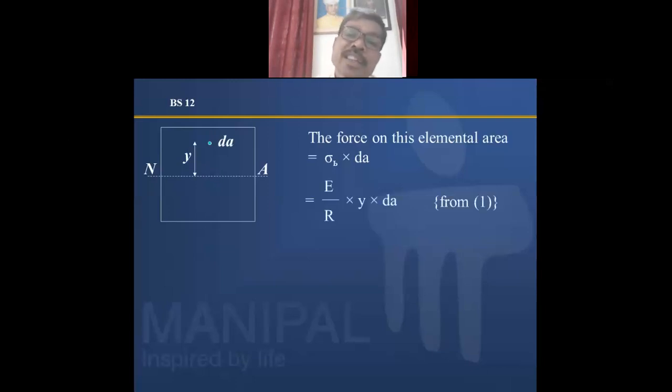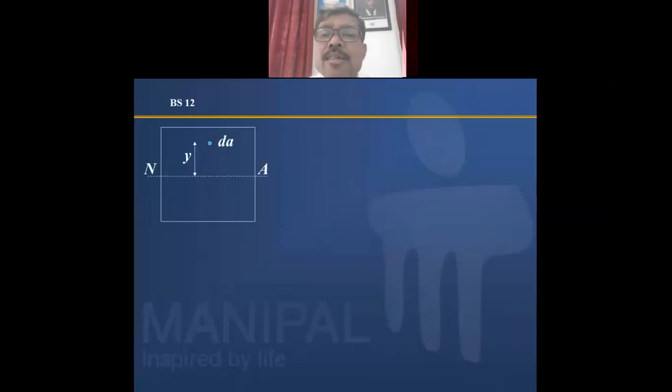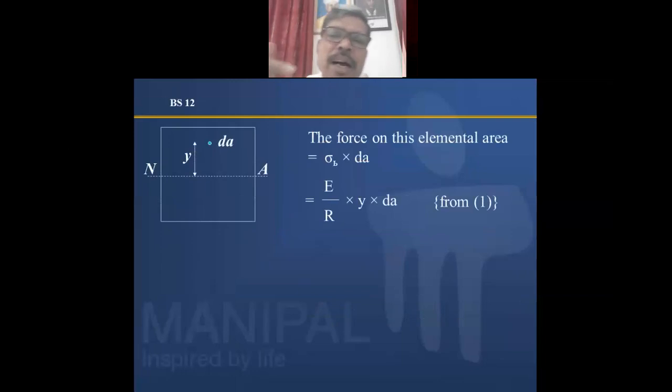And what is sigma B? From the previous expression we have plotted, I will go through that. Here I have written sigma B is equal to E by R into Y. So from 1, I can write sigma B as E by R into Y, then dA, the area, multiplied.